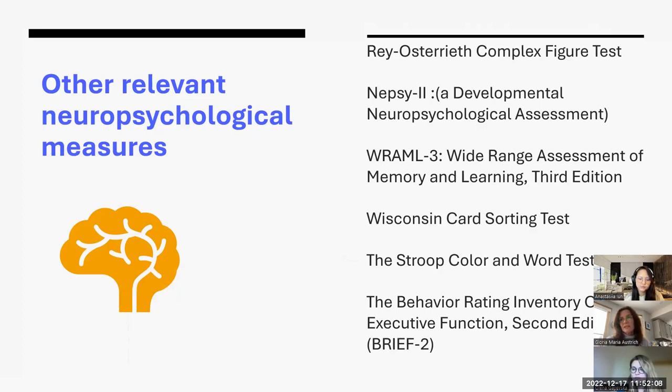That's very interesting. The RAML 3 is a wide range assessment on memory and learning. And again, this looks at both auditory memory and visual memory. It's really a very neat test.